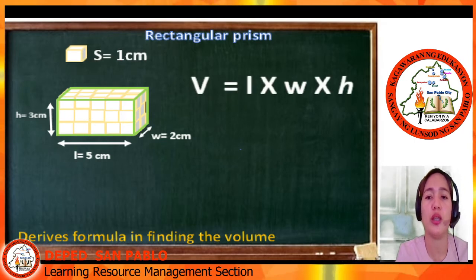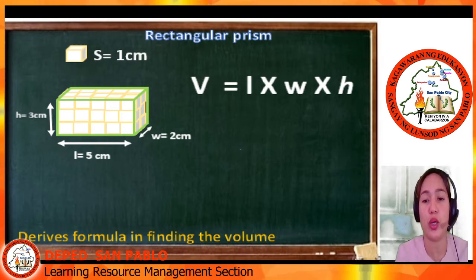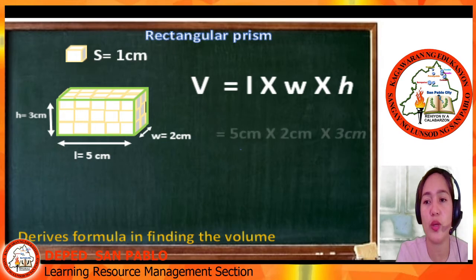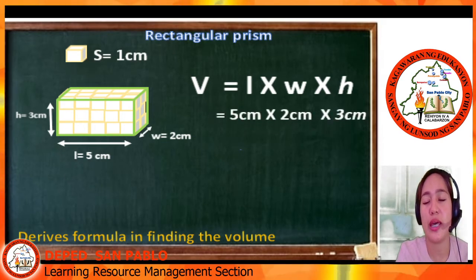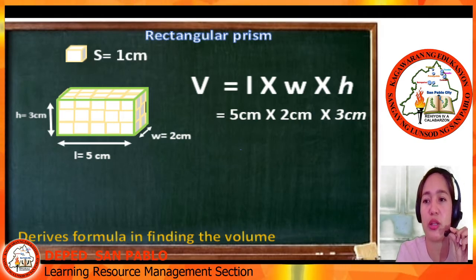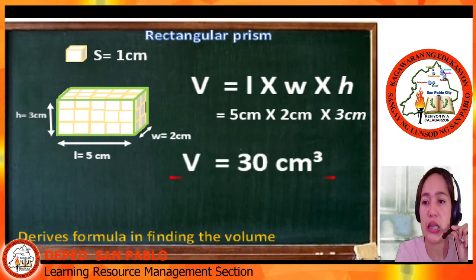So if we're going to find out the volume of this rectangular prism, we can use this formula, length times width times height, because we all know that if we only multiply the length and the width, we're just getting the area of this figure. Multiplying by its height, we can now find out the amount of space inside this rectangular prism, and we all know that it is called volume. So length times width times height, let us substitute the values. We have 5 centimeters times 2 centimeters times 3 centimeters. Yes, the volume is 30 cubic centimeters.